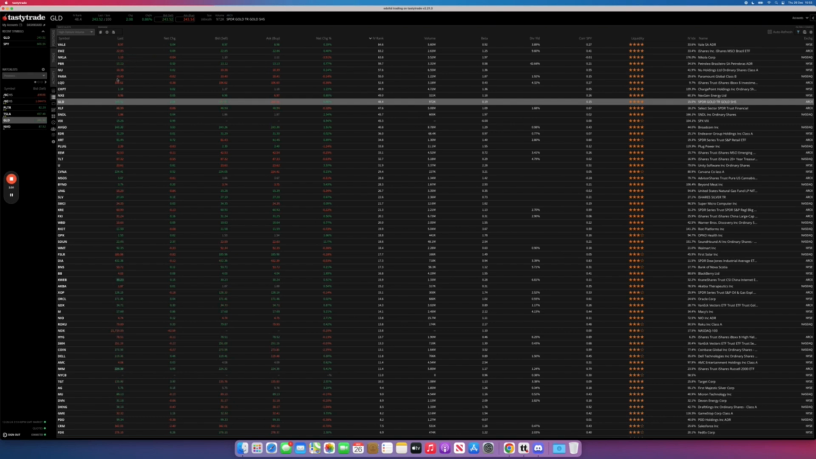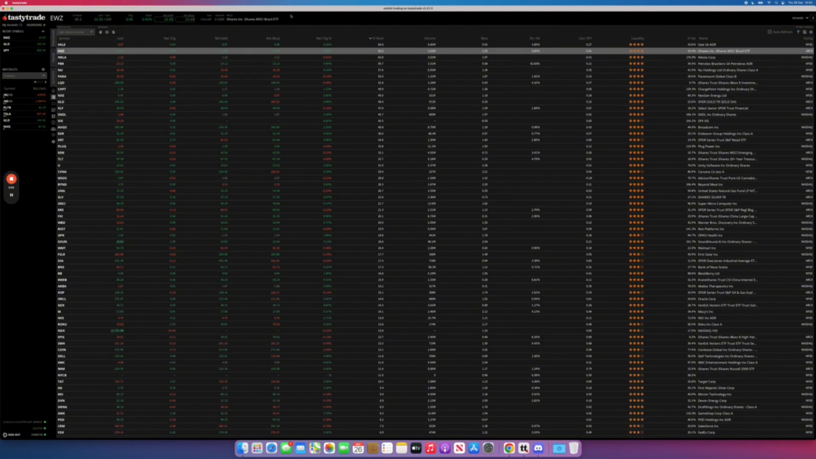So for example, if we take a look at EWZ, which is the Brazil ETF, you'll notice it's trading at just under $23 a share. It's got an IV rank of 83.2, an absolute IV level of 33.4. Now this is quite high for an ETF.